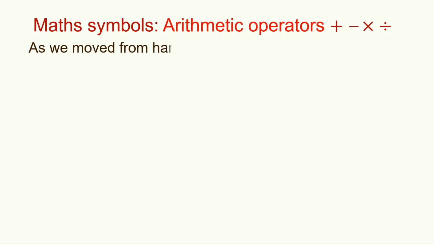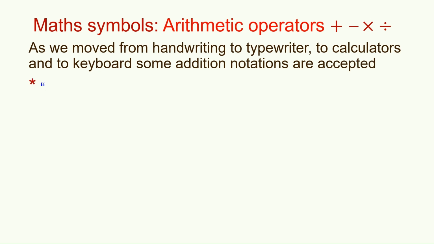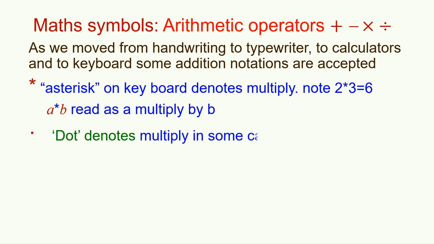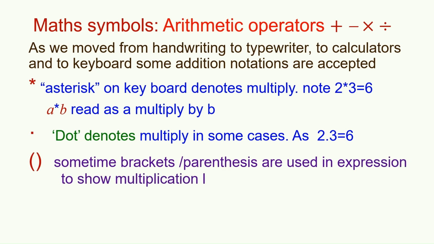As we moved from handwriting to typewriter to calculators and to keyboard, some additional notations for arithmetic operators are used and accepted, such as the asterisk. The asterisk on the keyboard denotes multiply. Note 2 times 3 is equal to 6. A asterisk B is read as A multiplied by B. A point or dot denotes multiply in some cases, as 2.3 is equal to 6. Parentheses or brackets are used in expressions to show multiplication, like 3 in brackets x plus 5.